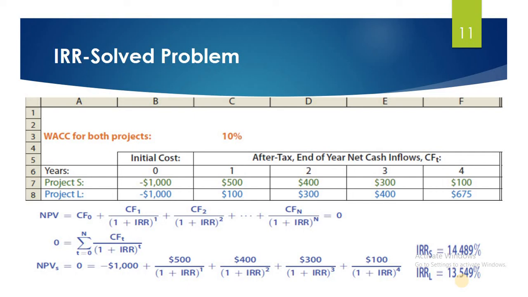If these projects are independent, you can accept both projects because both projects have IRR more than the discount rate or cost of capital. Discount rate over here is 10%. So both projects generate IRR of more than 10%. So both projects are accepted if projects are independent. However, if the projects are mutually exclusive, we have to accept project S because IRR of project S is more than IRR of project L.